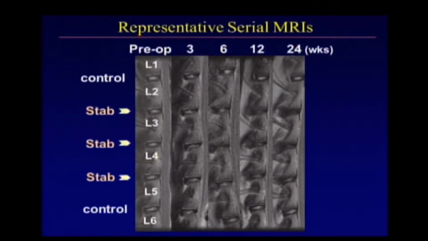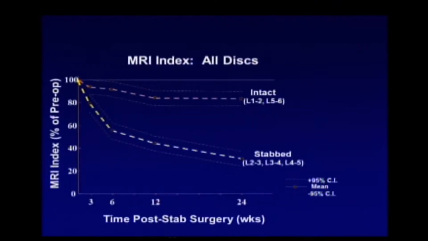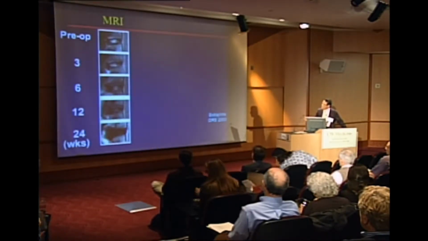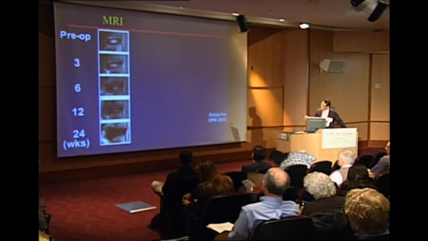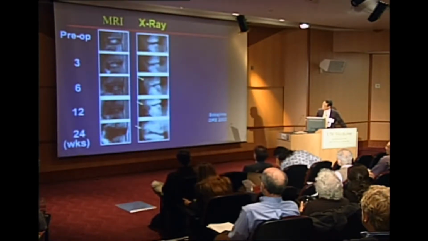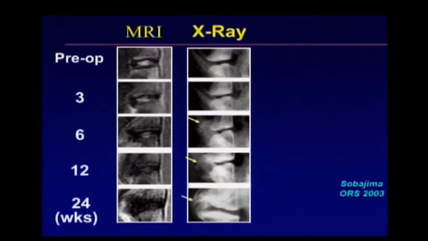And you can see that the disc goes through progressive degeneration compared to the control disc, which we did not stab. And then if you do quantitative MRI indices, you can see there's a precipitous drop in the MRI signal within the nucleus pulposus in the stab disc versus the controls. And correlating the MRI findings with X-ray findings, you can see that there's a progressive disc osteophyte formation that occurs until the disc degenerates pretty significantly, mimicking the human condition.